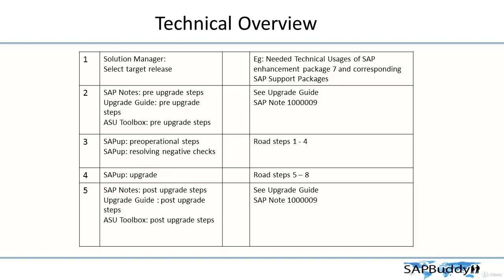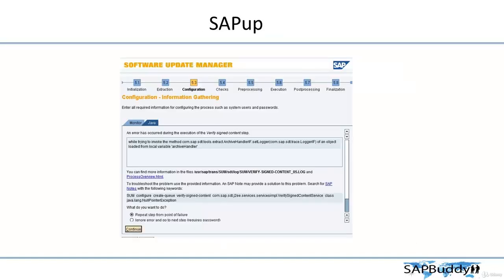Then the SAP actual upgrade itself, that will be roadmap 5 to 8. From 5 to 8, still here it's a preparation. Then 5 to 8 is going to be the actual upgrade. Then we need to do the post upgrade process. In the post upgrade process we may use different tools, the same as the SUM toolbox, as well as some notes which need to be referred to in order to complete the steps. And this is a roadmap for upgrade.